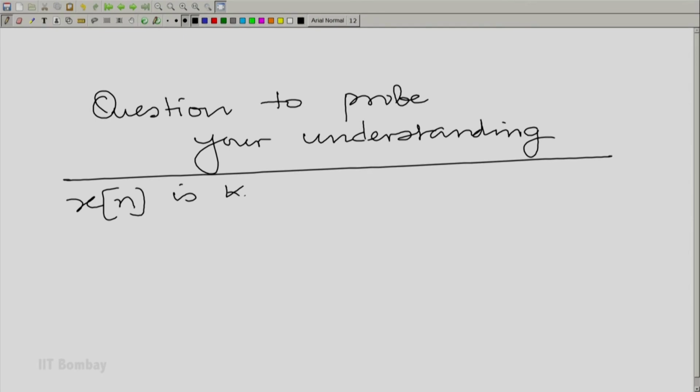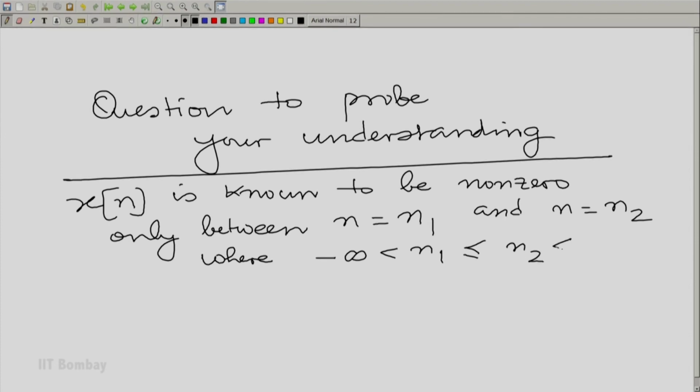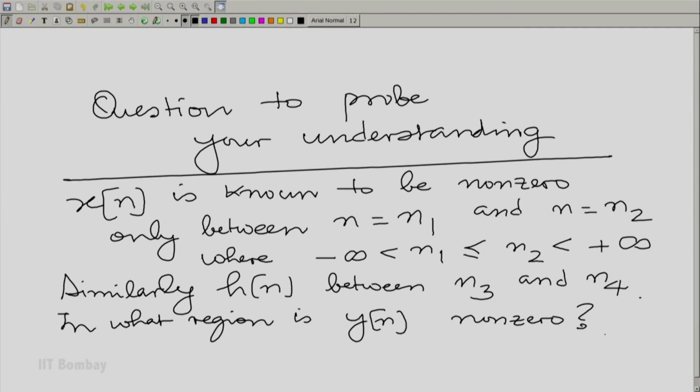Xn is known to be non-zero only between n equal to n1 and n equal to n2, where minus infinity is strictly less than n1, which is less than equal to n2, and n2 is strictly less than plus infinity. Similarly, Hn between n3 and n4. In what region is Yn non-zero?